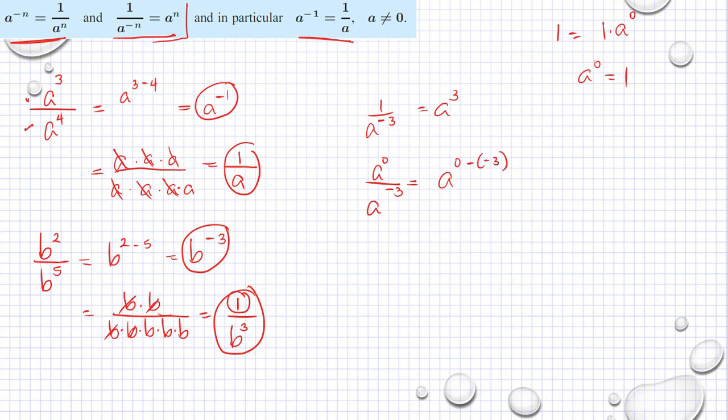Sorry for that, they are screaming outside. And then we have a raised to 3. That's a proof for this one.